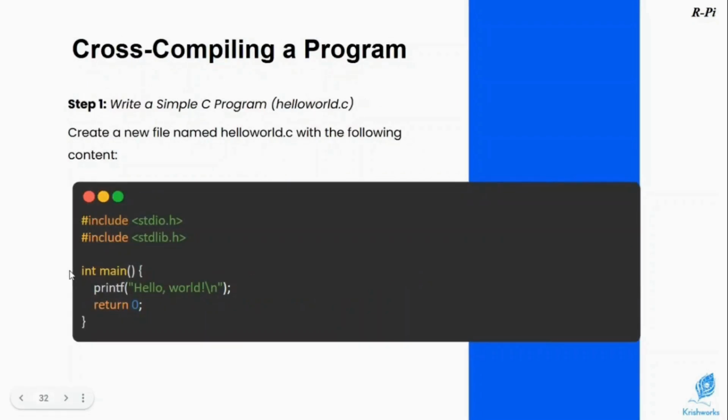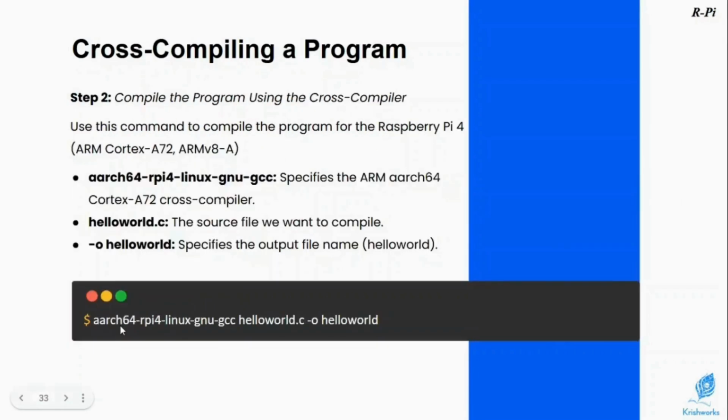Cross-compiling a program. Step 1. Create a new file named hello_world.c with the following content. You can refer to this snippet. Step 2. Use this command to compile the program for the Raspberry Pi 4.